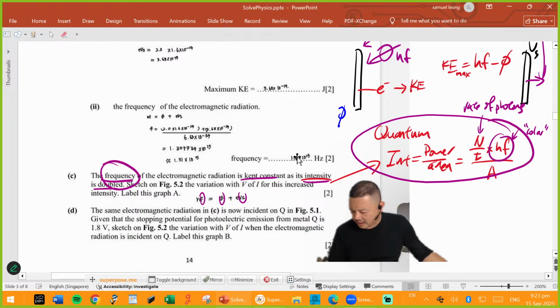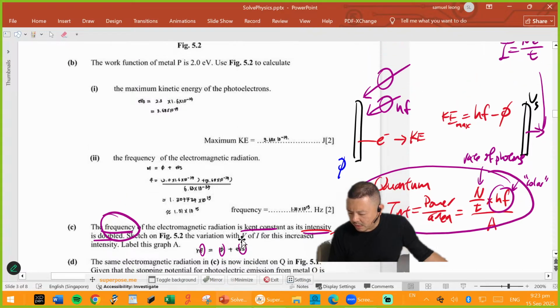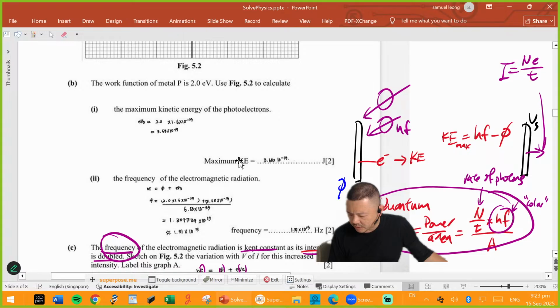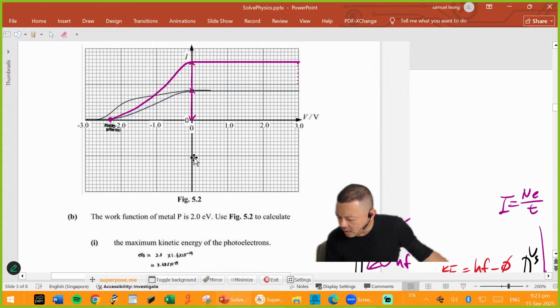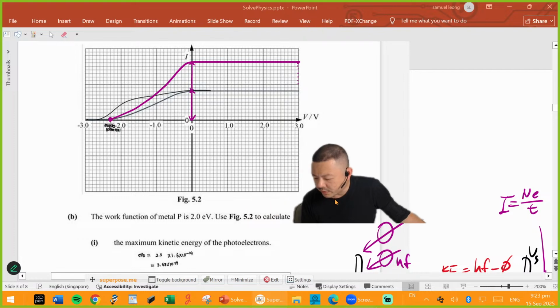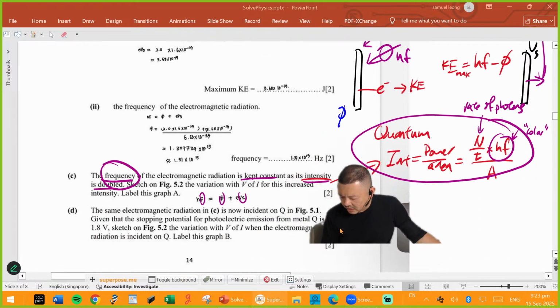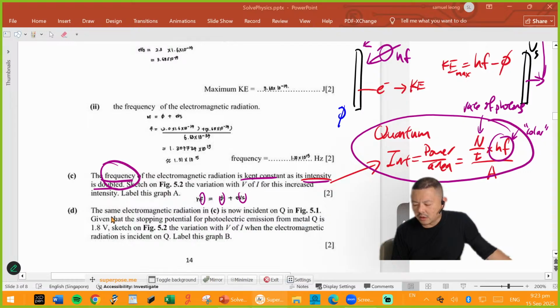That looks a bit more complicated. Let me see. The same electromagnetic radiation in C is now incident on Q. Given that the stopping potential for photoelectric emission from metal Q is 1.8 volts, sketch the graph when incident on Q and label it B. Okay, what was the stopping potential of the first one? No, 2.3. But then the next one is 1.8.